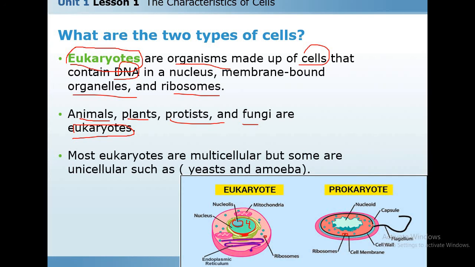An example of a prokaryote is bacteria, and it mainly has flagella, a hair-like structure, to help the bacteria or prokaryote to move. Eukaryotes do not have a hair-like structure, they do not have flagella. Examples of eukaryotes are animals, plants, and fungi. Most eukaryotes are multicellular. Most of them are made of many cells.